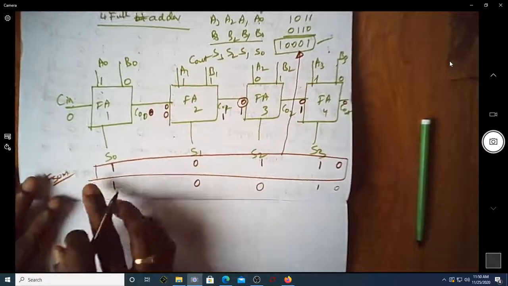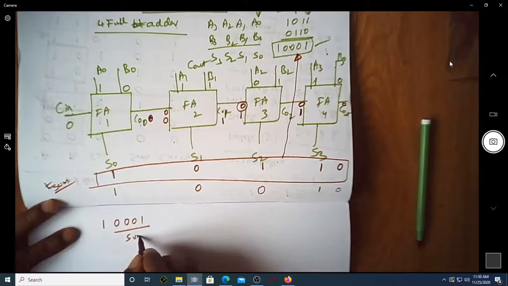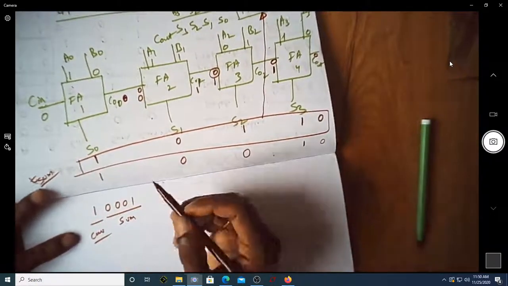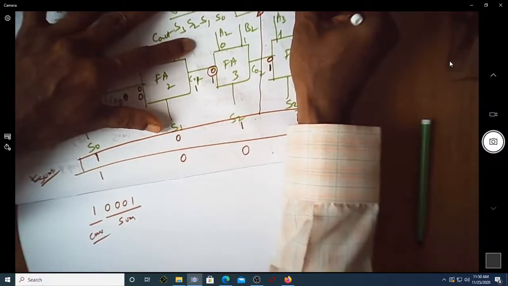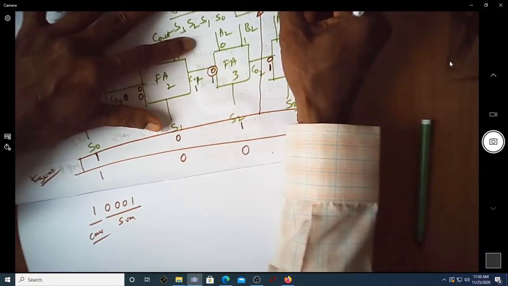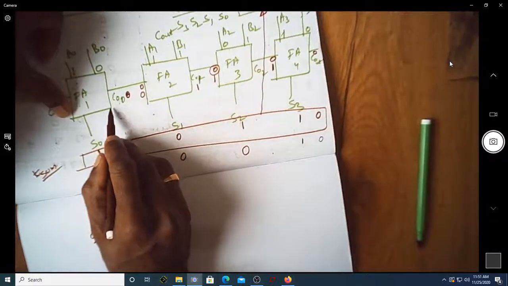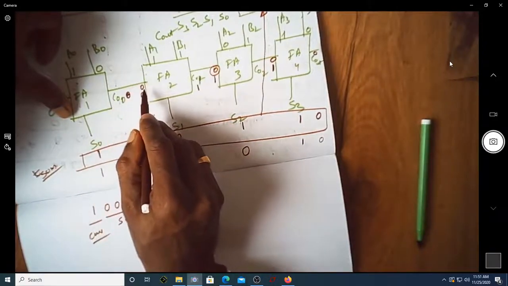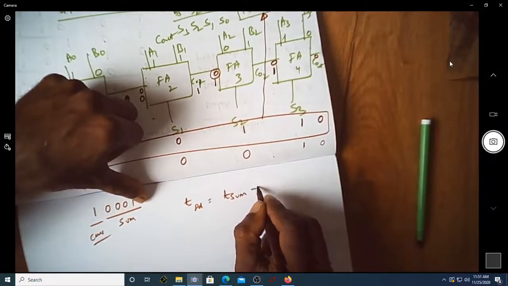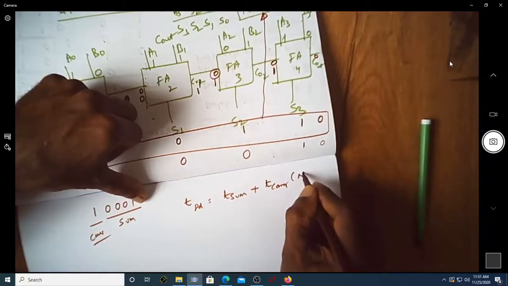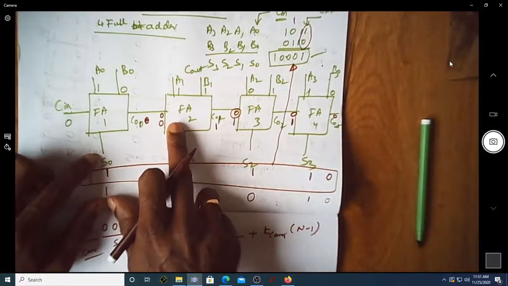What I mean to say here is, if you want to get the final output of 1, 0, 0, 0, 1 as sum and carry, it requires a maximum time. The worst case will happen when Cin is equal to 1 and you have a combination where the first full adder itself generates a carry. This carry has to propagate to here, and then from here, and then from here. So the total time required for propagation of the output is t sum plus t carry into n minus 1 bits, because whatever carry you have has to propagate through 3 stages.